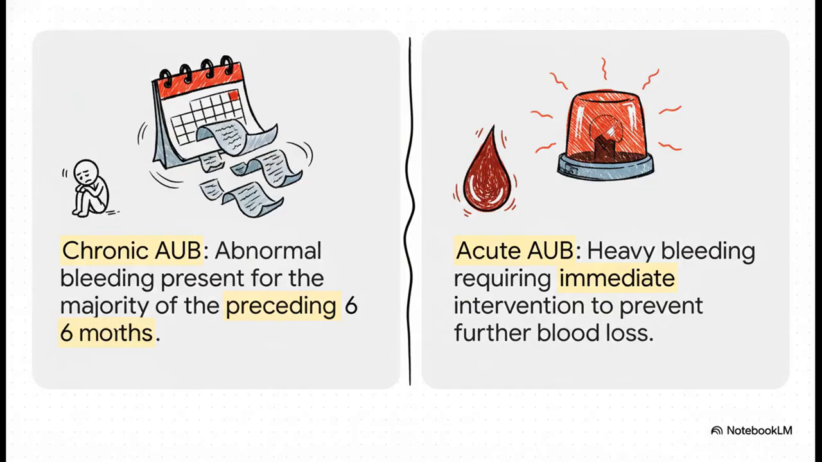The first big split we make is between chronic and acute AUB. So think of chronic AUB as a more persistent, ongoing problem. We're talking about abnormal bleeding that's been happening for at least 6 months. Acute AUB, on the other hand, well, that's a whole different ballgame. It's a medical emergency. This is heavy bleeding that needs immediate intervention to stop further blood loss.